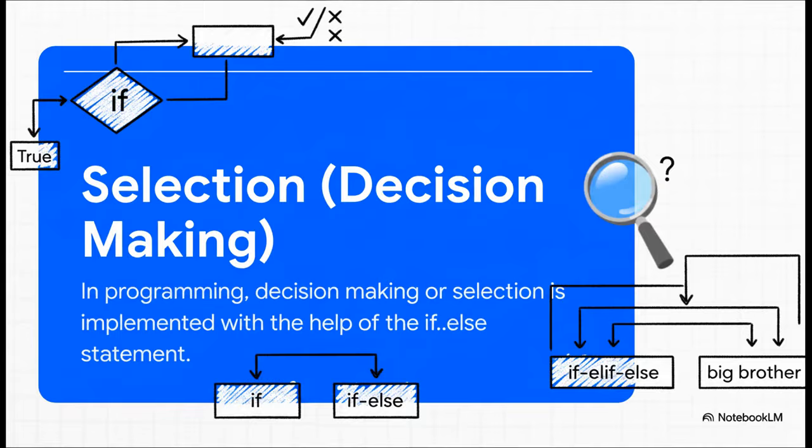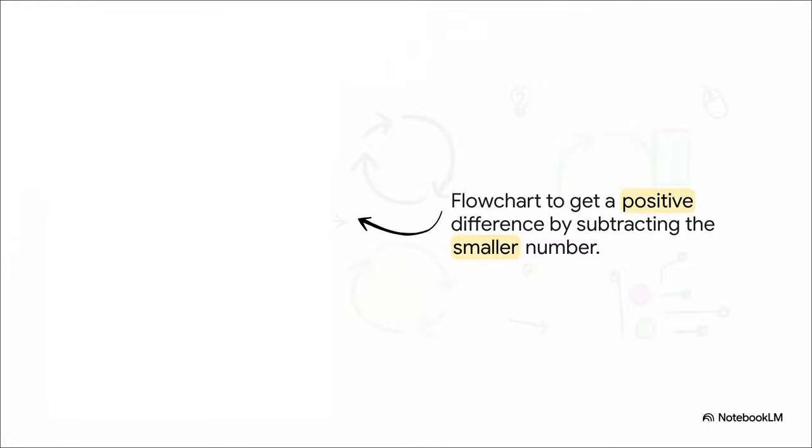And for that, we have three main tools: the simple if, the if-else for two options, and the if-else for multiple options. Now, take a look at this flowchart. It's a great example. The program wants to find the difference between two numbers, but it always wants a positive answer. So what does it do? It asks a question. Is number A bigger than number B? If the answer is yes, it does A minus B. If the answer is no, it does B minus A. Simple, right? That's a choice in action.